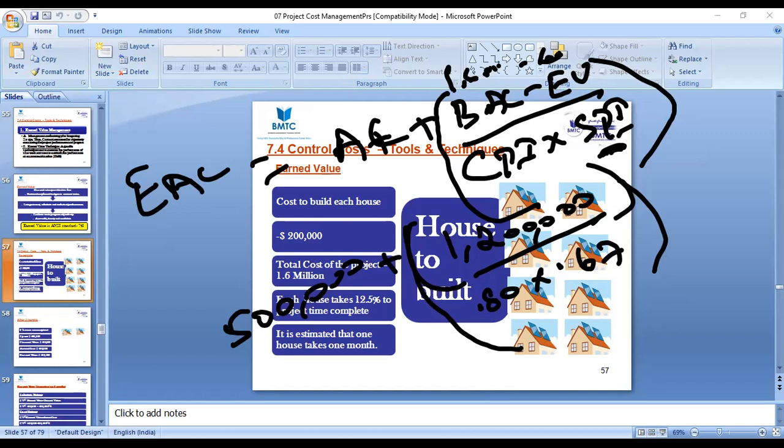1.2 million, right? The denominator will be 0.80 multiplied by 0.67. So you'll get 0.536, right? So 1.2 million divided by 0.536. You will get 2.238 million, right? Plus 500,000. So your new estimated completion will be 2,738,806.